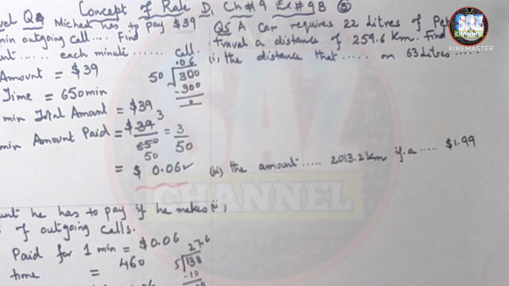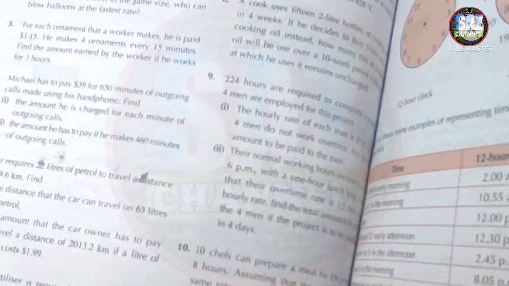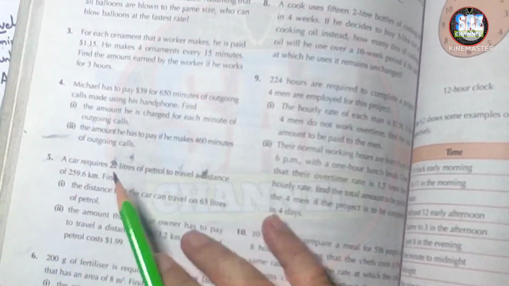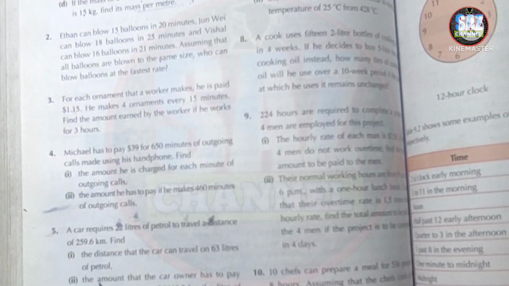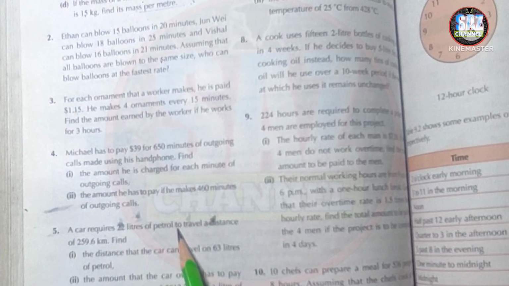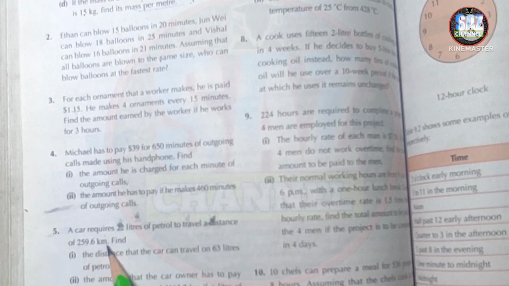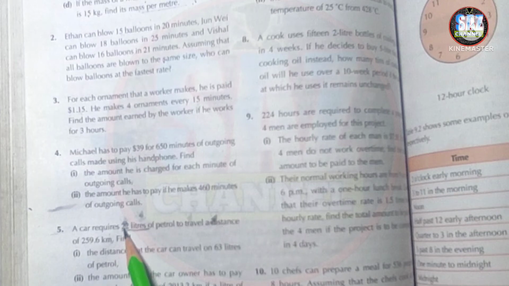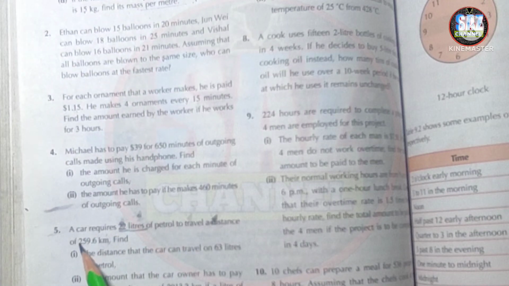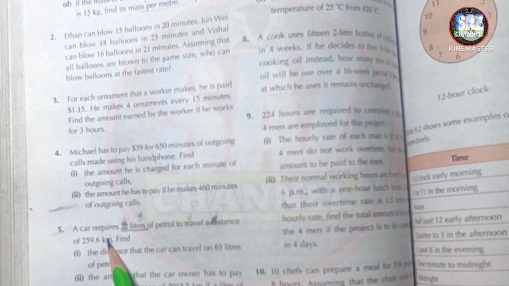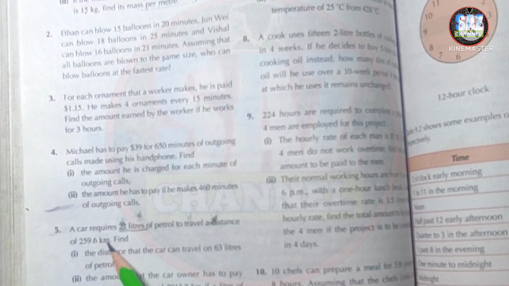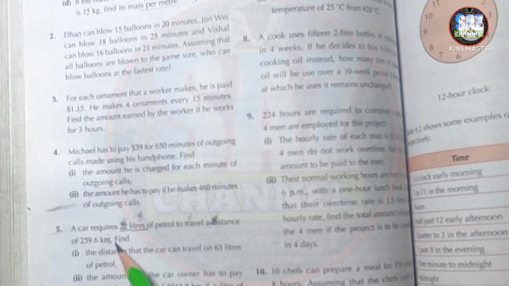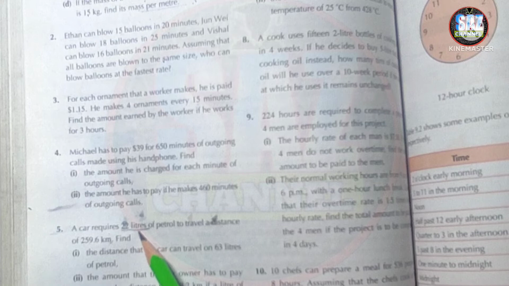Let me first read the question from the book. Question 5 says that a car requires 22 liters of petrol to travel a distance of 259.6 kilometers. For 22 liters, the car can cover 259.6 kilometers, or in the other way, we can say that for 259.6 kilometers, the car will need 22 liters.